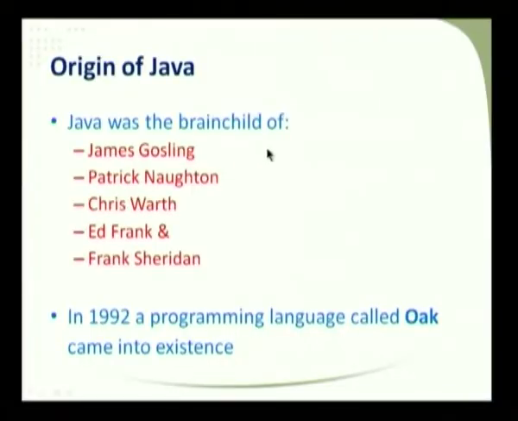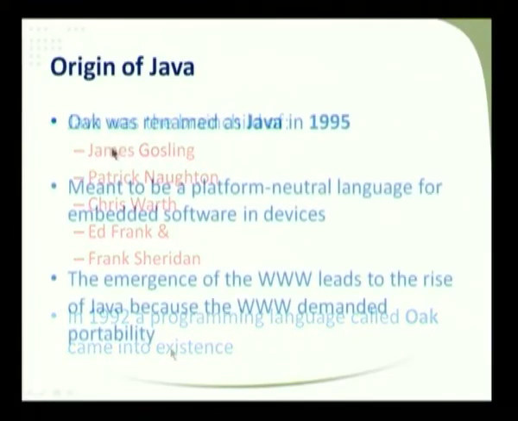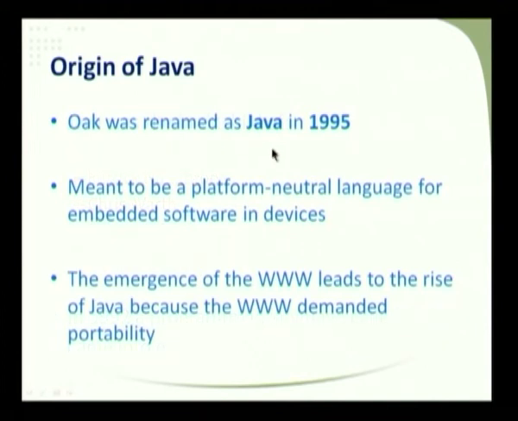Next we will look into the origin of Java. Java is the brainchild of James Gosling, Patrick Naughton, Chris Warth, Ed Frank and Mike Sheridan. These are the persons who were behind the origin of Java. In 1992 a programming language called Oak came into existence. This was the base for Java. Oak was renamed as Java in 1995. It was meant to be a platform neutral language for embedded software in devices.